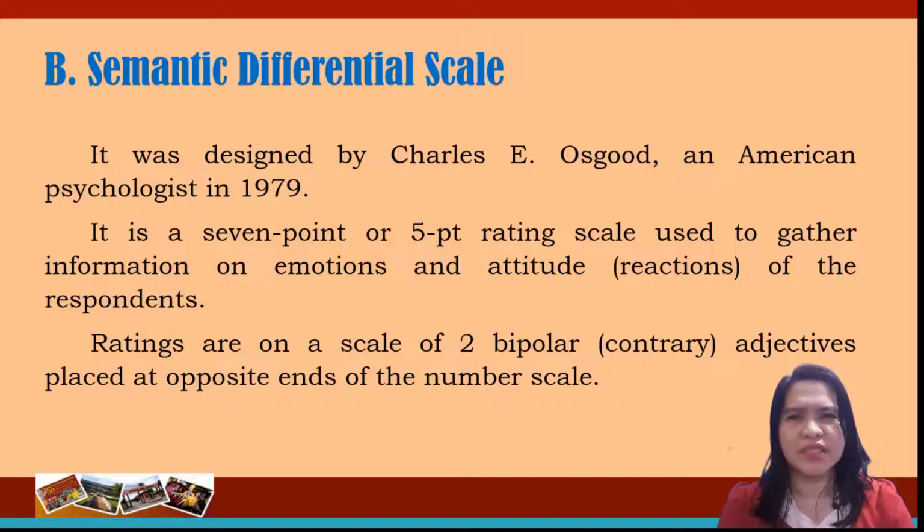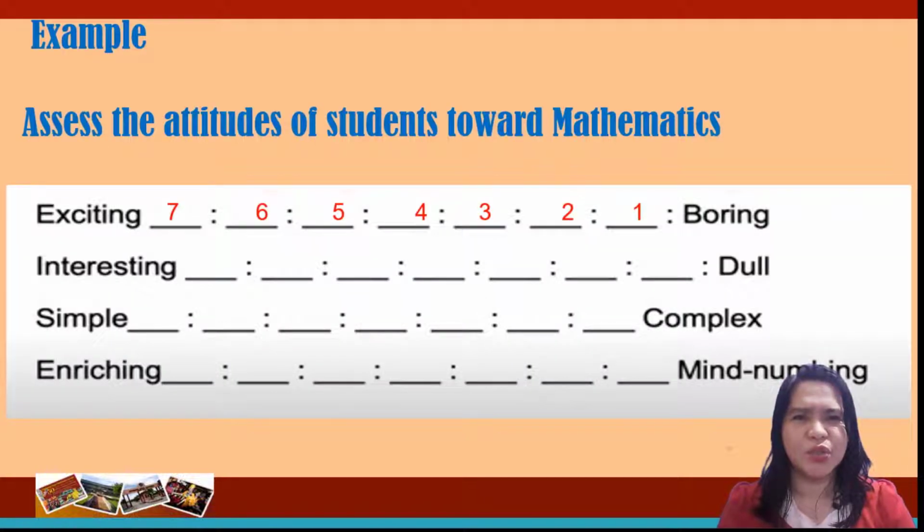It is a widely used scale that employs ratings of concepts with bipolar or contrary adjectives placed at the opposite ends of the scale. For example, we will assess the attitudes of students toward mathematics. We will notice that at the left side, we have exciting, while on the other side, we have boring as the adjective. So the respondents will simply circle or check to identify their preferences.